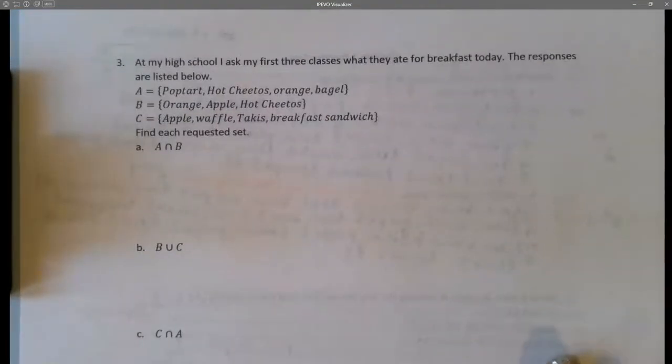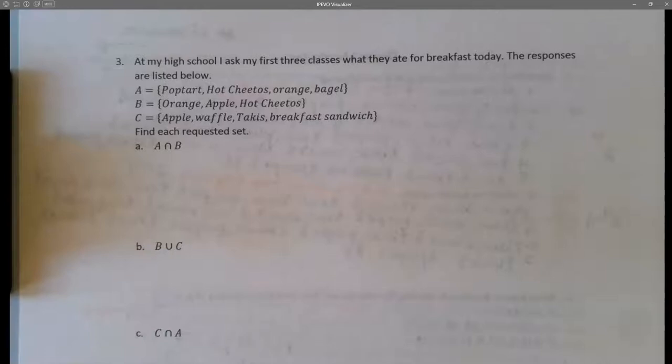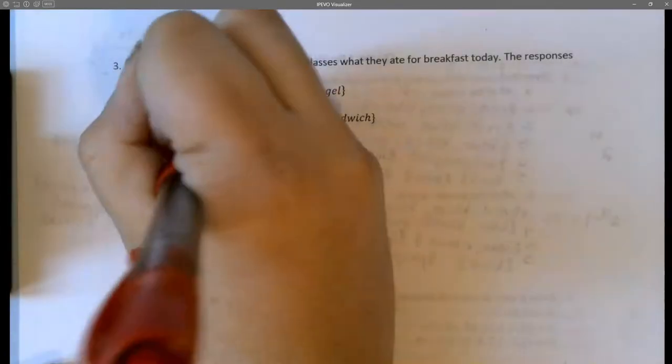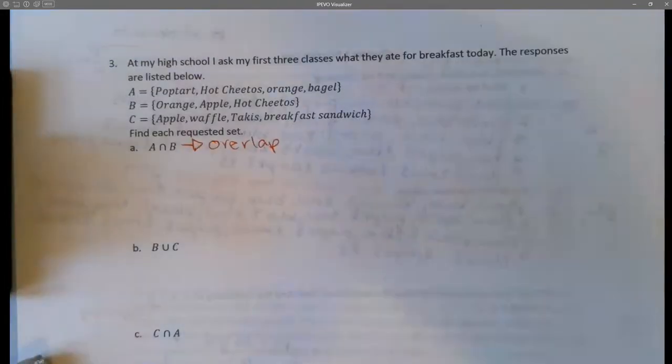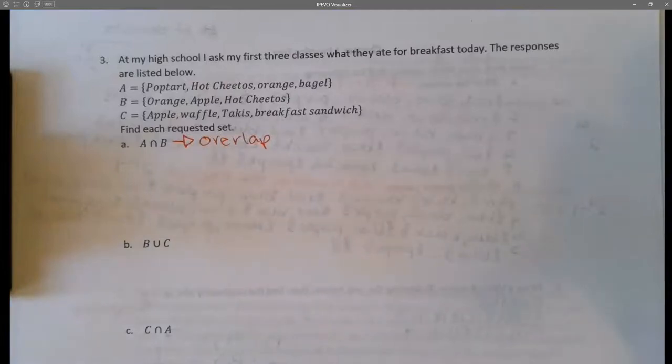Okay. This one is saying I asked my first 3 classes at my high school what they ate for breakfast today, and these are the responses they gave me. So A would be first hour, B would be second, C would be third. A told me Pop-Tarts, Hot Cheetos, oranges, and bagels. B says oranges, apples, Hot Cheetos. C says apple, waffle, Takis, and a breakfast sandwich. So A is asking for the intersection of A and B. This is, remember, the overlap. So I'm looking for what both A and B have in common. There are both oranges and Hot Cheetos.